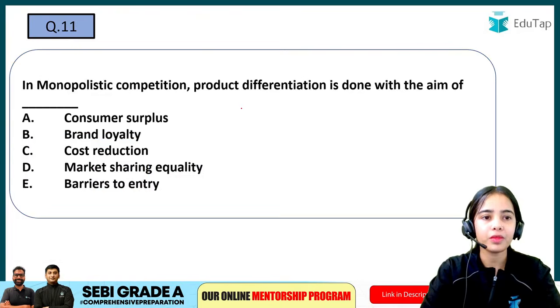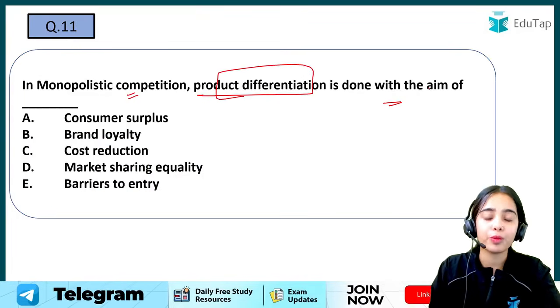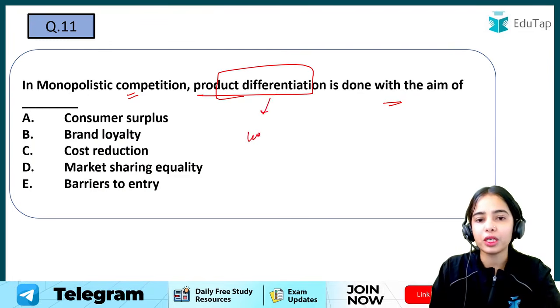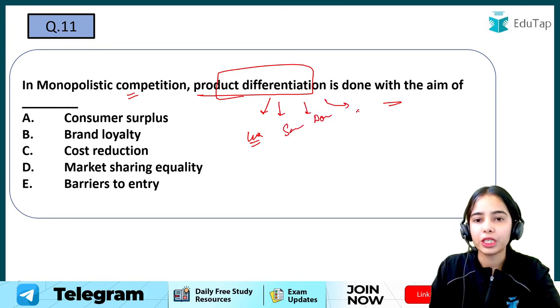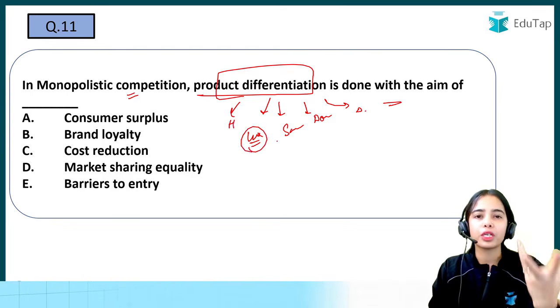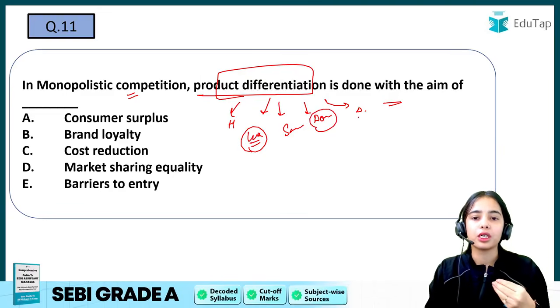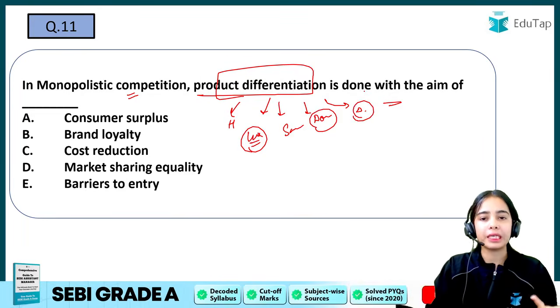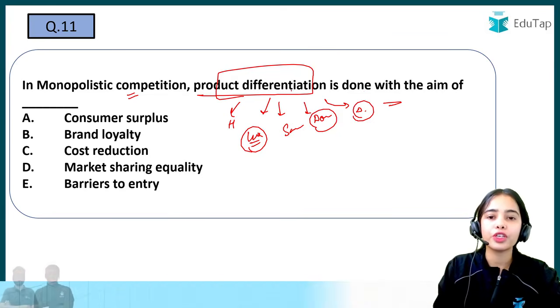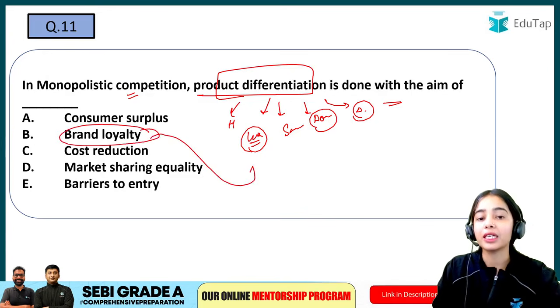Okay. Now, in monopolistic competition, product differentiation is done with the aim of... So there is product differentiation. We are able to differentiate Lux from Santoor, from Dove, from Dettol, from Himalaya and such. Lux is known for its fragrance, Dove for its smooth texture, Dettol for its germ killing capacity and such. So product differentiation is done with the aim of creating brand loyalty and brand recognition.